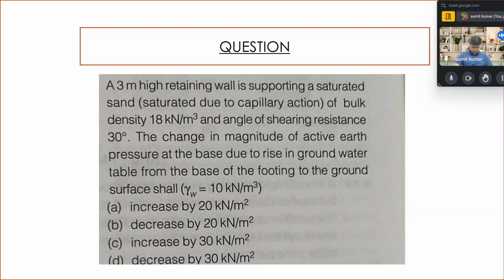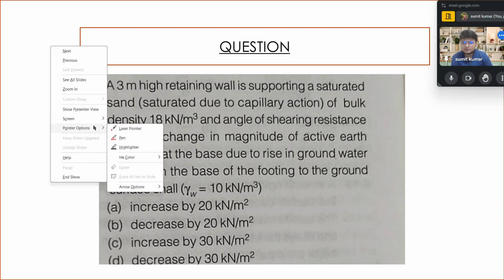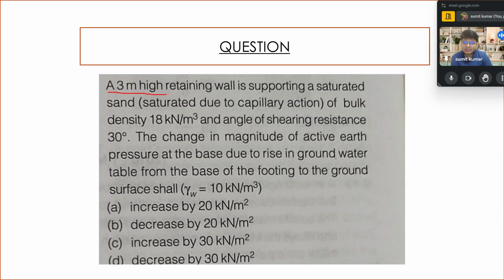Now the next question states that a 3-meter high retaining wall is supporting saturated sand, saturated due to capillary action, of bulk density 18 kilonewton per meter cube and angle of shearing resistance 30 degrees, that is φ. It asks about the change in magnitude of active earth pressure at the base due to rise in groundwater table from the base of the footing to the ground surface. So here the water table is rising.